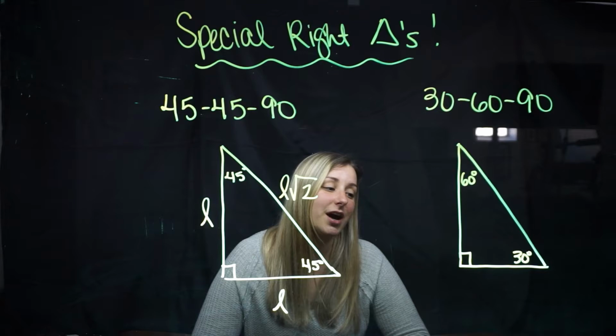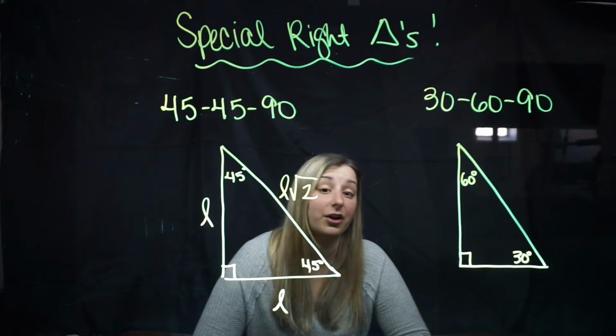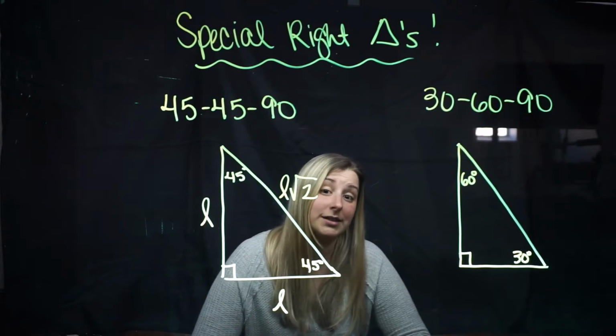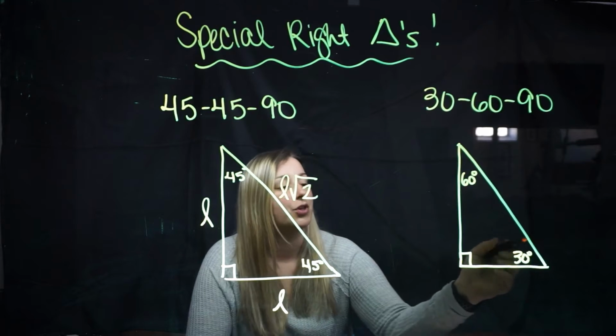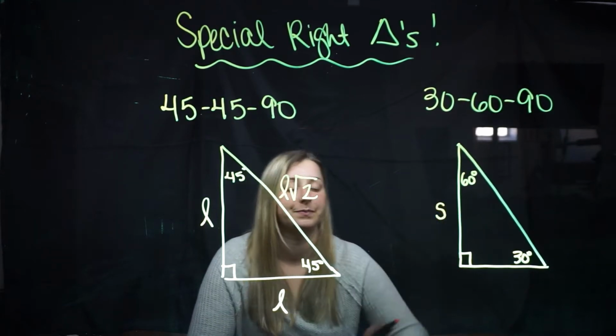So we need the lengths of the sides, right? I always start with the smallest angle. The smallest angle there is 30 degrees. So I say, okay, opposite the smallest angle has to be the smallest side length. So opposite of 30 degrees is this side right here. So I'm going to label that with an S.